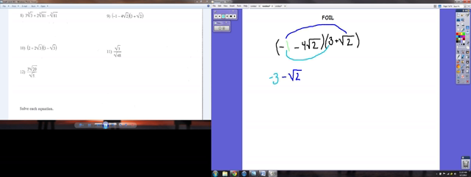Okay, inners, in a different color here, are -4 radical 2 and a +3. Remember, you can't multiply the 3 times the radical, but you can multiply the numbers out front. That's okay, we can do that. So -4 times 3 is going to give me a -12 radical 2.